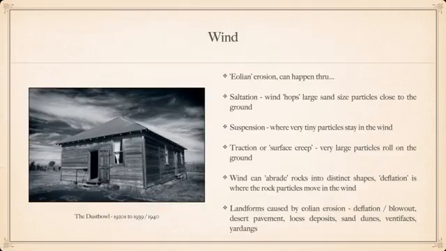Now, speaking of wind, that's also called aeolian erosion. That can happen through a couple of different things. Saltation is when wind hops large sand-sized particles close to the ground. Suspension is where very tiny particles stay in the wind.